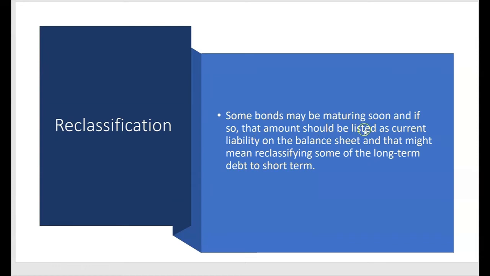Some bonds may be maturing soon, and if so, that amount should be listed as a current liability on the balance sheet, and that might mean reclassifying some of the long-term debt to short-term. So the auditor's got to be looking out for some of these bonds that might be maturing within the next 12 months, and then the client would have to adjust the financial statements if they're carrying all these bonds as long-term and they have bonds maturing soon.